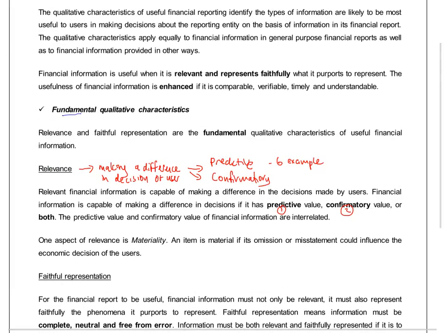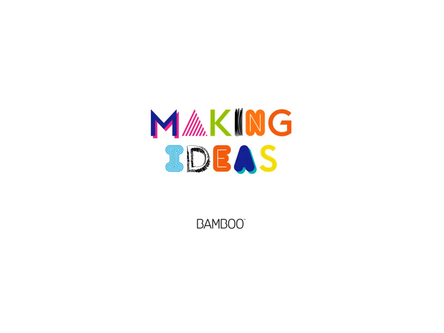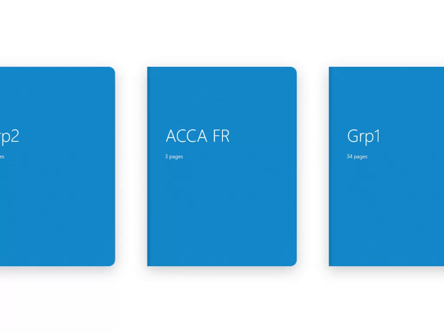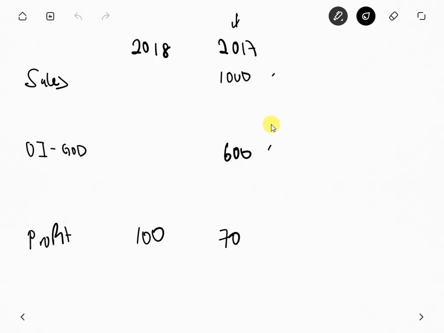Six examples. First one, comparative figures, 2018 to 2017. Second one, split the income. Third one is your non-current classified as current. Fourth, SPL will be continuing and discontinued, for example. And fifth example later, sixth example even later.